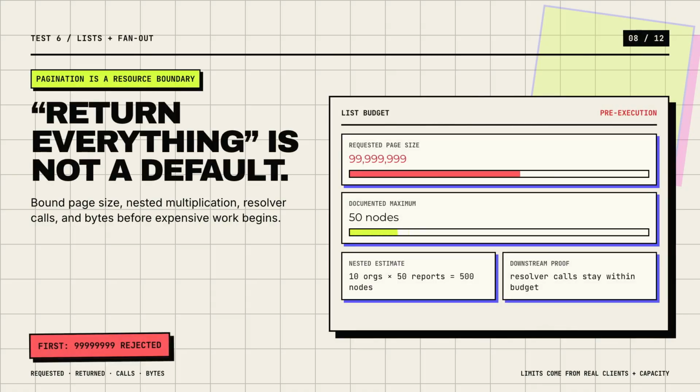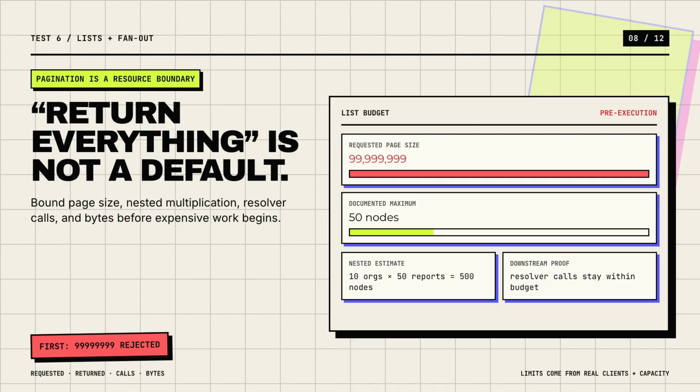Lists multiply work. A field that returns 10 organizations may resolve 50 reports, and each report may resolve comments, owners, attachments, and permissions. A shallow query can still create enormous fanout. Test 6 sets explicit bounds for list arguments and default sizes. It verifies cursor behavior, maximum page size, total response size, and the number of downstream calls caused by one page. Do not treat pagination as a UI feature. It is a resource boundary.